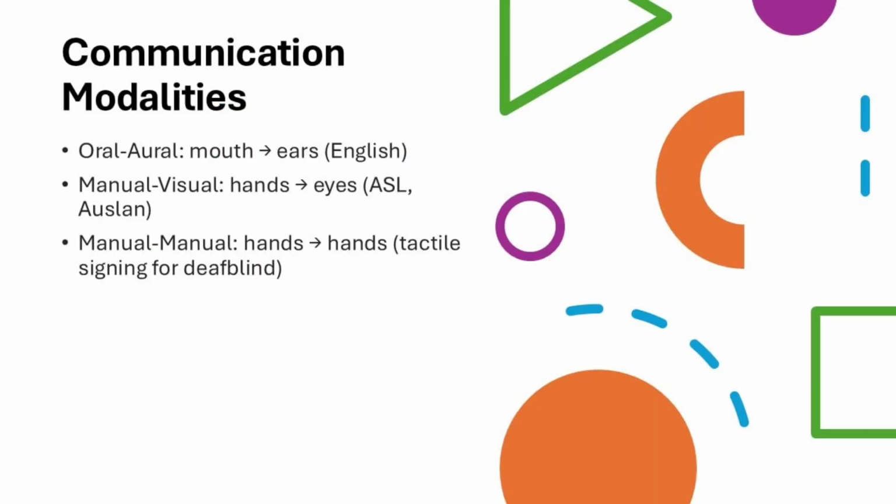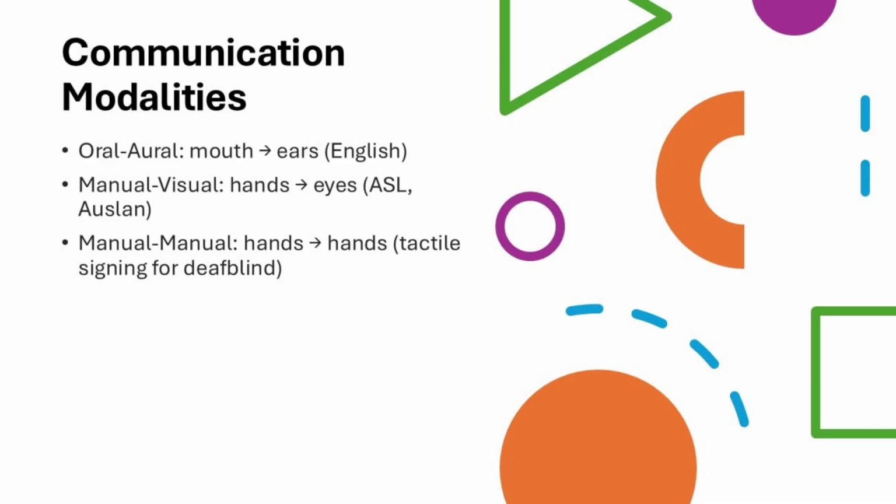Communication modalities. Now let's discuss communication modalities. Modality means the channels of communication. Number 1, oral modality. This is the most common type. Languages like English, Thai, Lao, Khmer use oral modality. Oral: mouth speaking. Oral: ears listening. So oral means mouth, ears.